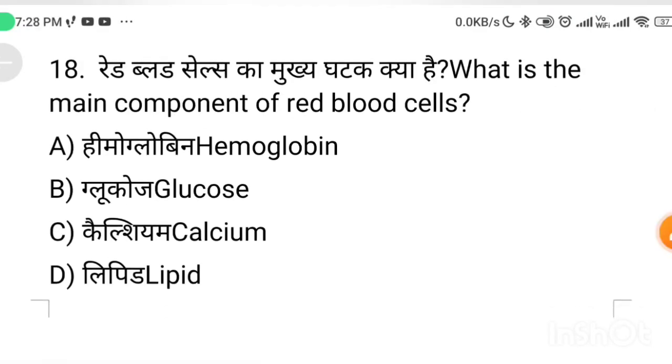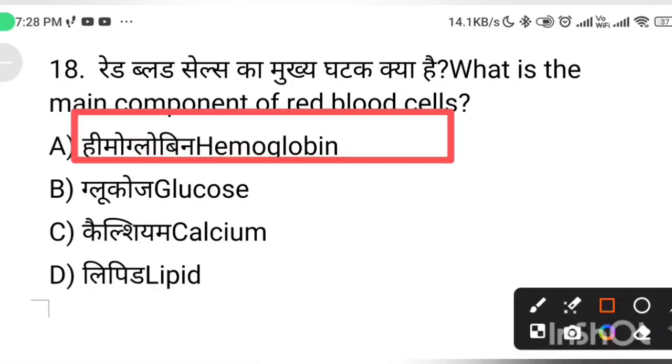What is the main component of red blood cell? Option A, hemoglobin. Option B, glucose. Option C, calcium. Option D, lipids. Correct answer is option A, hemoglobin. The main component of red blood cell is hemoglobin, a protein that carries oxygen from the lungs to the rest of the body.